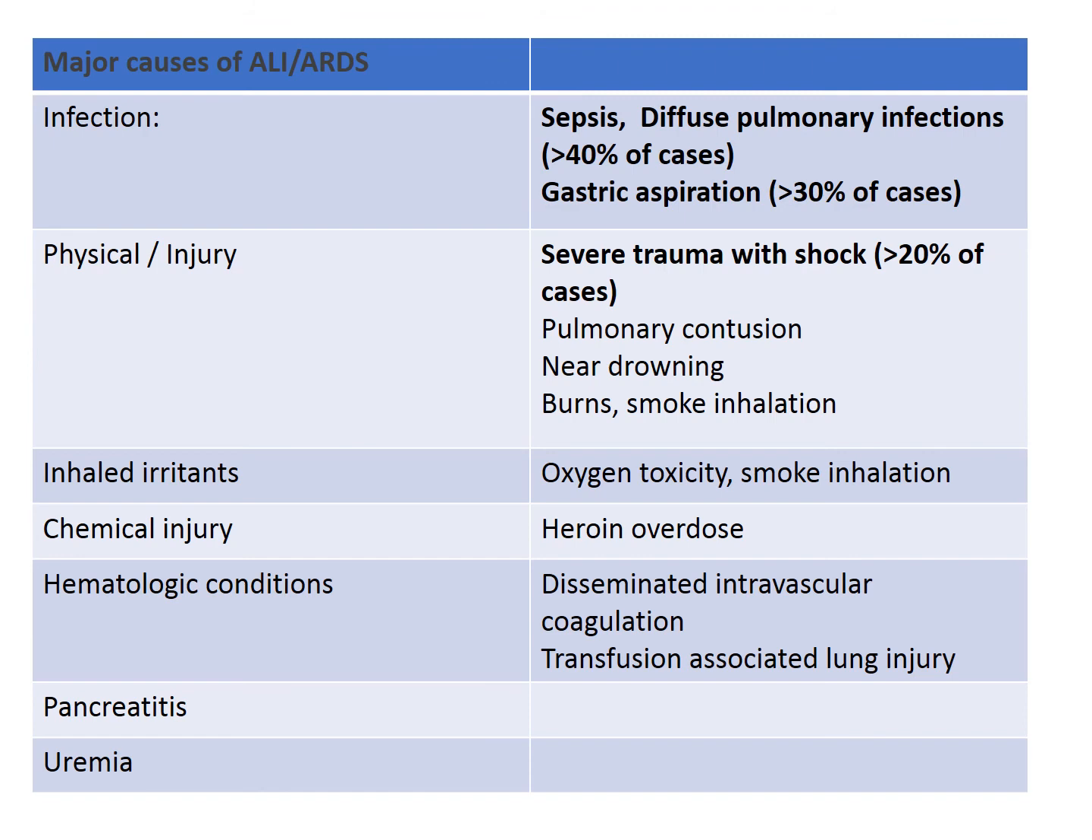Listed here are the major causes of acute lung injury and ARDS. Sepsis and pneumonia are the most common causes. Gastric aspiration accounts for about 30% of cases, and severe trauma with shock accounts for 20% of cases.